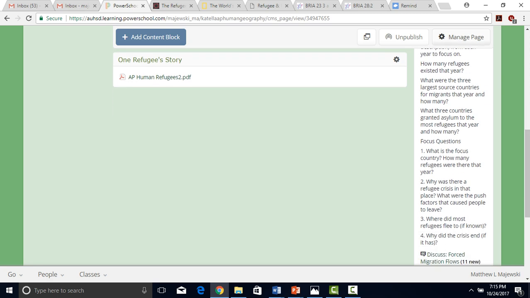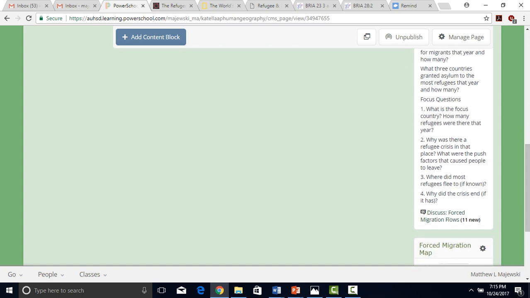What you need to do once you have chosen a couple of years is determine how many refugees existed that year, what were the 3 largest source countries for migrants that year and how many migrants there were, and 3, what 3 countries granted asylum to the most refugees that year and how many they granted asylum to, which is freedom. Okay, well that seems easy enough.